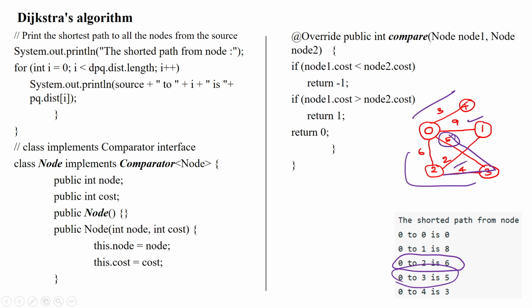So this is the way to find out the shortest path from a single source to all the vertices using Dijkstra's algorithm.